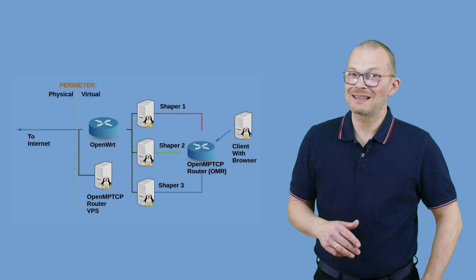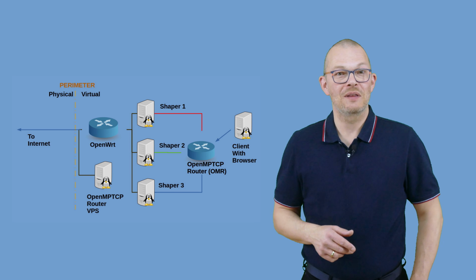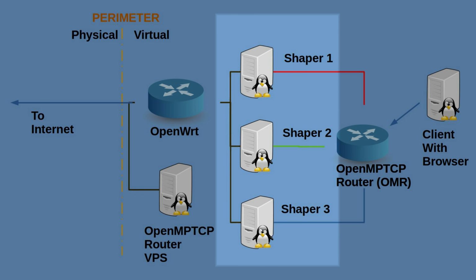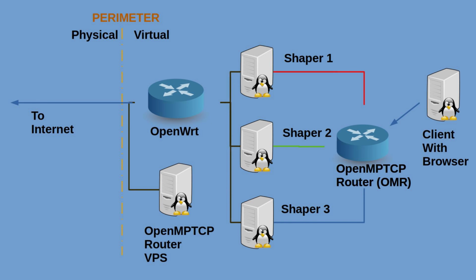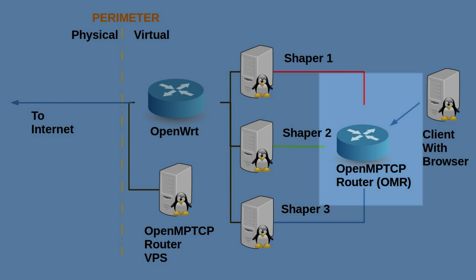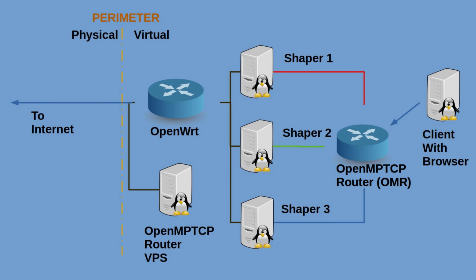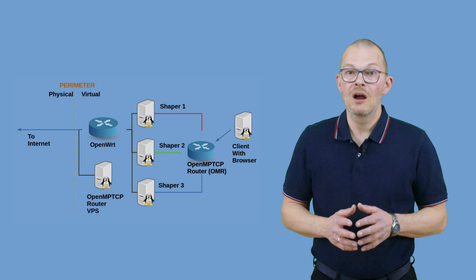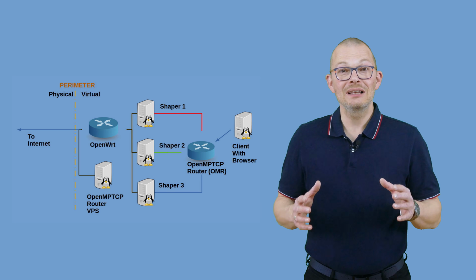In my Proxmox test environment, I have mocked this up the following way. I'm simulating 3 internet lines with these 3 Linux LXC containers. The OpenMPTCPRouter, so OMR image, will run on a virtual machine here. And the VPS will run on another virtual machine here, either before or after my perimeter router, which is actually OpenWRT from one of my previous videos. All this is running on a little Intel i5 mini PC that is running Proxmox.